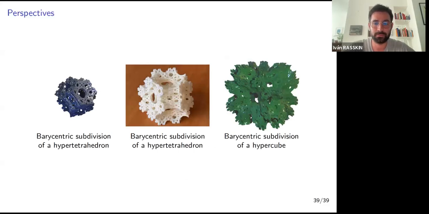This will give us a method for defining this fractal structure in 3D that we can also use for modeling in the industry, as this object has good properties for rigidity, for example. These are examples of these methods, the barycentric subdivision coming from a hypertetrahedron, and this one is from a hypercube.